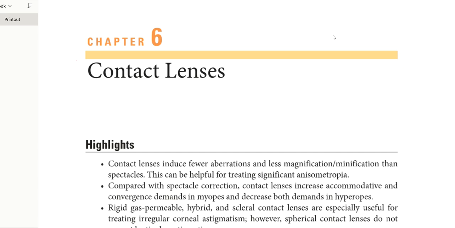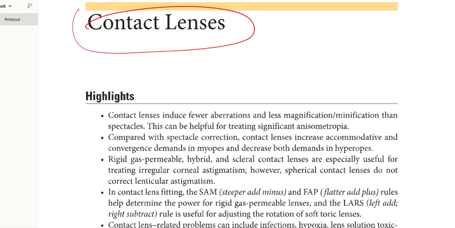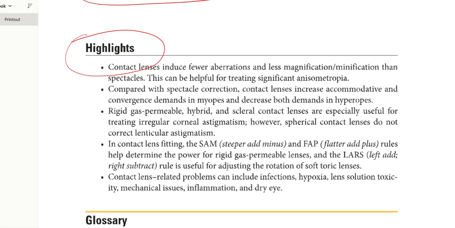Today we are starting our new unit, contact lenses, and this is a very important unit. From the highlights, I have not mentioned any important point in other units, but here a very important point is written. In contact lens fitting, the SAME rule and the FAB rule are followed, while in case of soft toric lenses, the LARS rule is followed. So please remember these rules. This is very important. Okay.